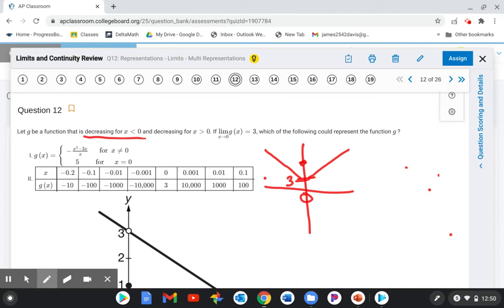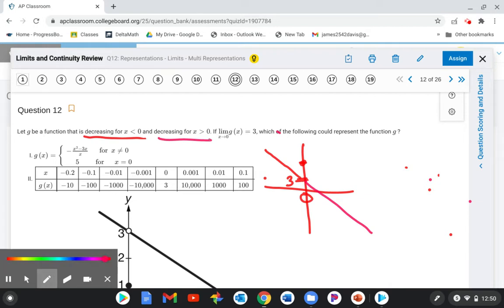All right, so the limit as x goes to 0 must be 3. Let's plug in the first one here. See if this is going to work. Oh, sorry, I did make one mistake when I was drawing this. I drew it actually increasing. Decreasing would actually be going down like this. Sorry about that, for values greater than 0. My bad. Decreasing just means that the slope is negative.